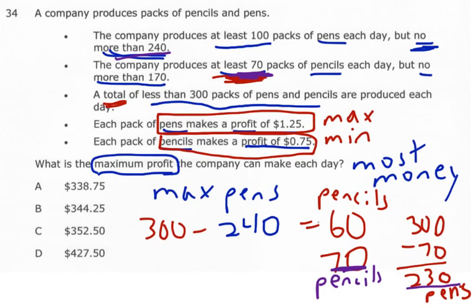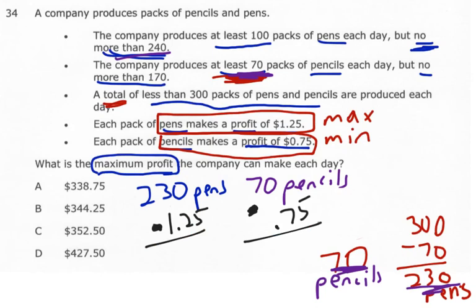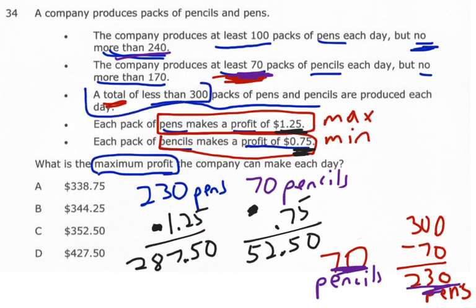We're almost done. We want the profit, so all we need to do is multiply each of these numbers by their profits and then add them together. So 230 pens times our profit for pens is 1.25, and then 70 pencils times our profit, which is 75 cents or 0.75. And actually, I just read something. I made a mistake. Did you catch it? It says the total is less than 300. So read this very carefully. As you see, I just made a mistake. So it can't be 300. What's 1 less than 300? 299. So it's not 230 pens, it would be 229 pens.